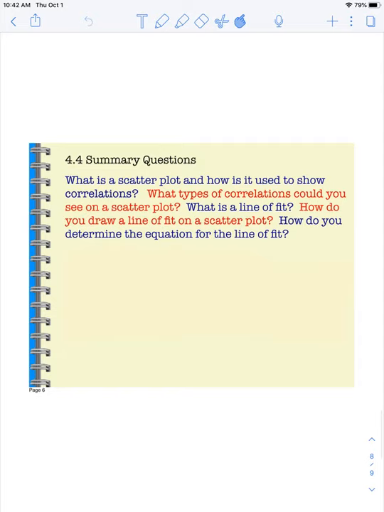How do you draw a line of fit on a scatter plot? Well, we're going to estimate which line covers as many of them as we can. That's straight, of course. And then we're going to estimate the y-intercept and pick 2 points closest to the line to find the slope. And how do you determine the equation? Like we just said, you estimate b and then pick 2 points that are as close as they can be to find m, the slope, and then you're going to write your equation in y equals mx plus b.